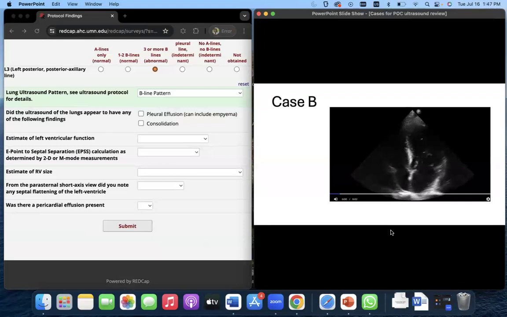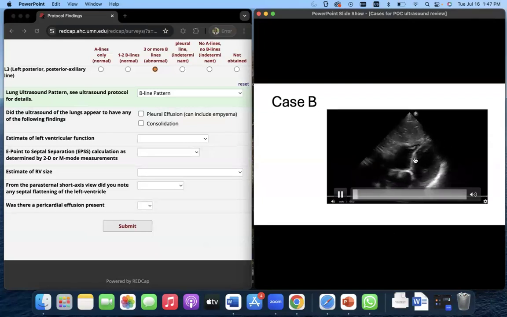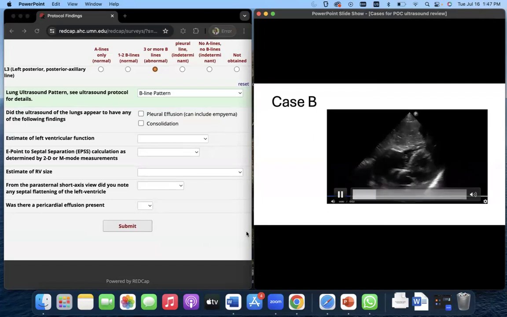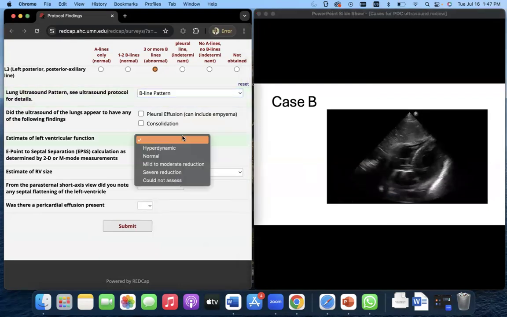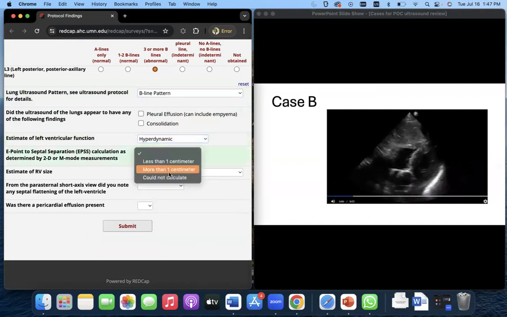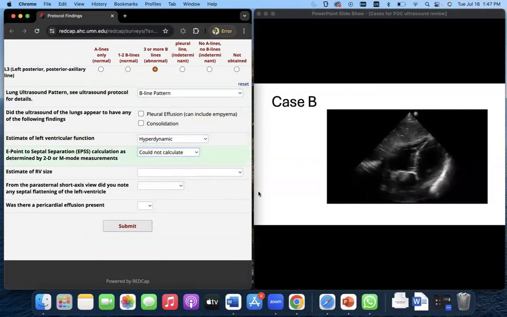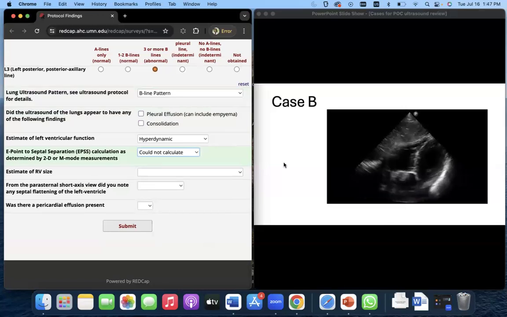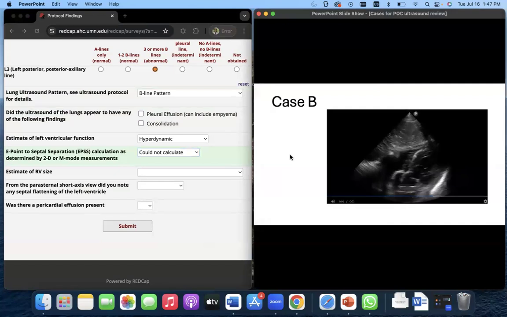Yeah, and I think the struggle with trying to obtain it from that particular image is you need to be able to see the whole thing clearly throughout at least multiple cardiac cycles to be able to calculate an EPSS. So even if you did try with that particular image, you might not be able to do it. So I would say for the EPSS, could not calculate. That doesn't mean you didn't do a good ultrasound, it just means that you didn't have a good enough image for obtaining that measurement. Okay.